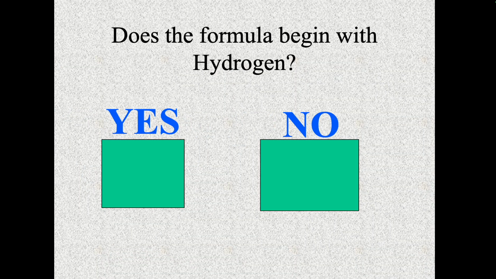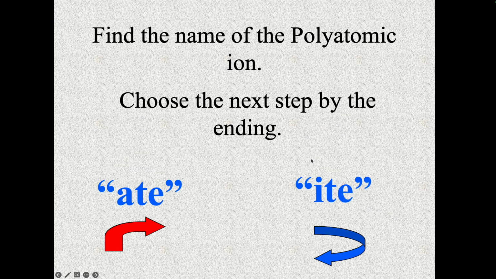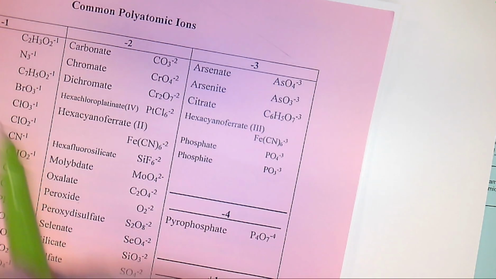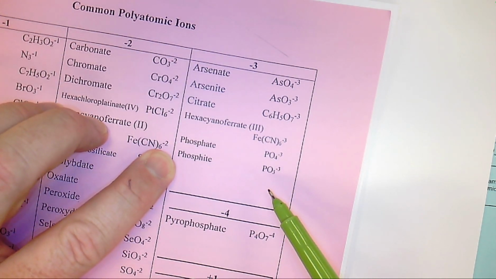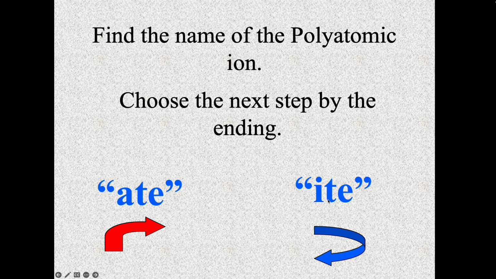Does it start with hydrogen? Yes. All of them today start with hydrogen. Is it binary? No, because there's 3 capital letters. So we go to the no, the lightning bolt. Then we find it on our pink sheet. So we cover up the H. We're looking just for the PO3. Boom. There it is. It is phosphite. Do you guys see that? Not phosphate. Phosphite.